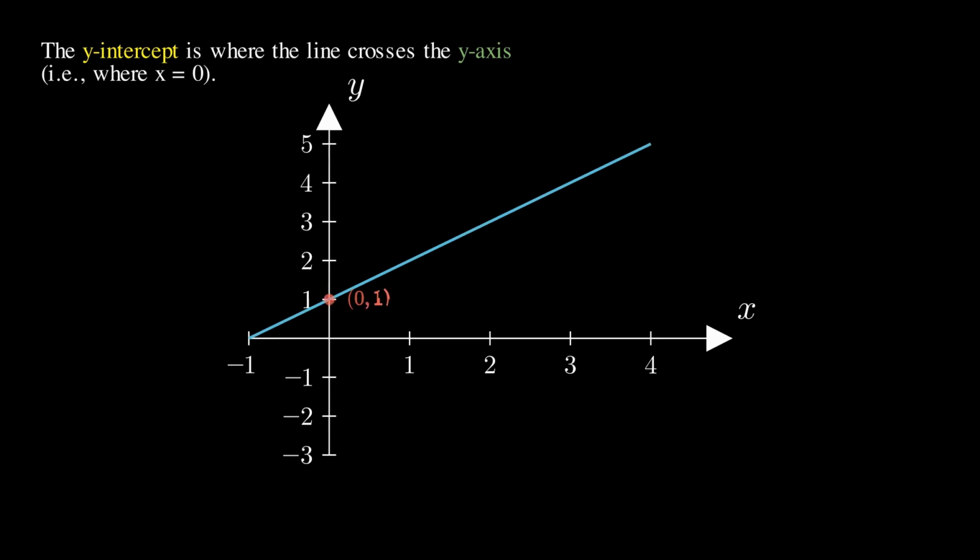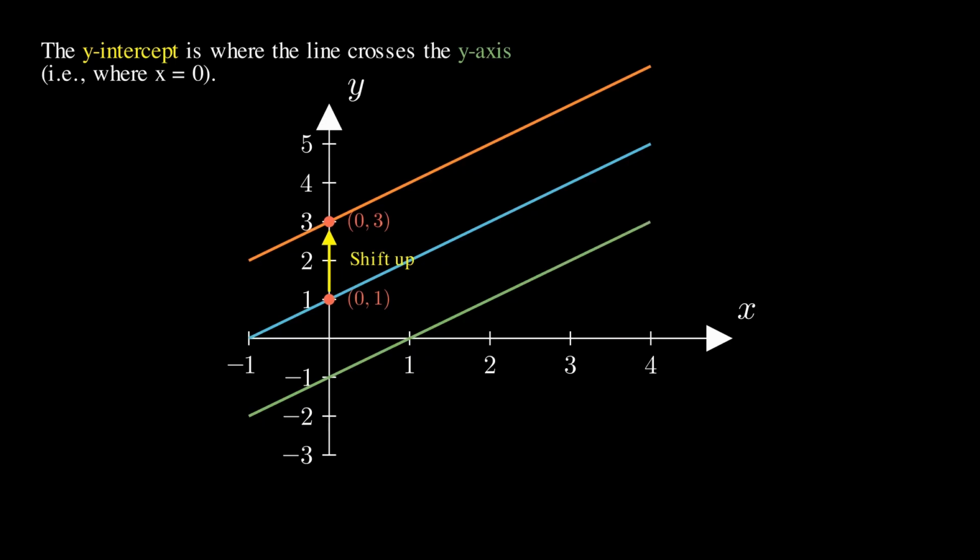But first, let's visualize the y-intercept. Consider the point (0, 1). This means the line crosses the y-axis at y equals 1. If we shift the line so that the y-intercept changes to (0, 3), the entire line moves up, starting now at y equals 3 instead of 1. Similarly, if the y-intercept shifts down to (0, -1), the line moves down, crossing the y-axis below 0 and at y equals -1. Adjusting the y-intercept moves the line up or down without changing its steepness or slope.